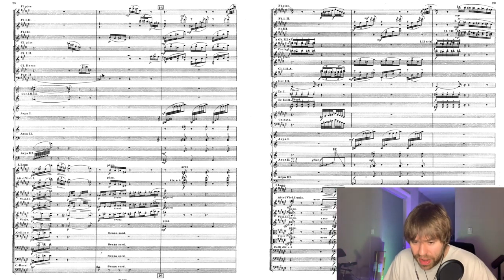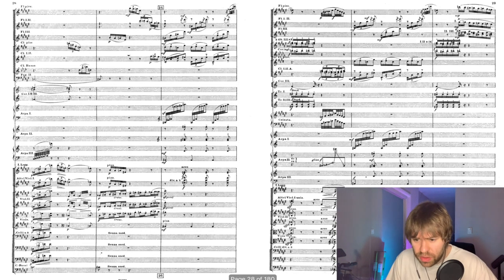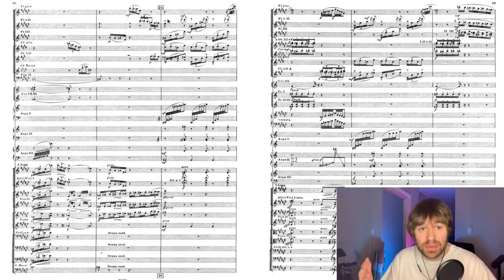Here we have, again, right here in the woodwinds where my mouse is, an earlier theme that was stated down here in the strings. So Stravinsky is moving this, let's call it B theme, between the orchestra, classic, right?